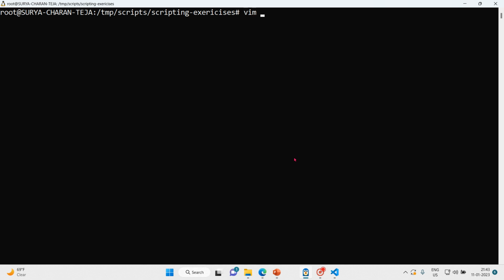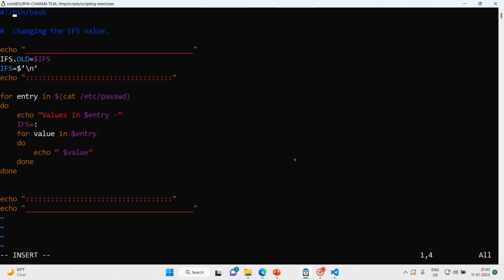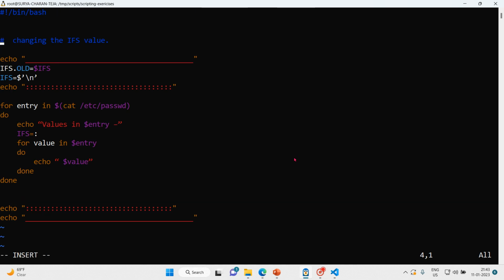vim loop file.sh, insert mode as usual, the first one. Then after that, changing the IFS value. So IFS, here is the logic that I'm talking about. IFS is equal to colon. What does it mean? We set the IFS variable value to a colon, so you can separate the individual components in each line which are separated by colon.